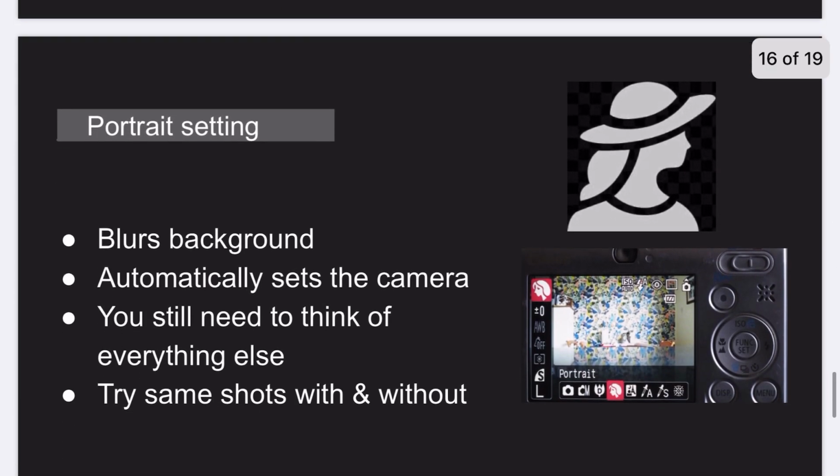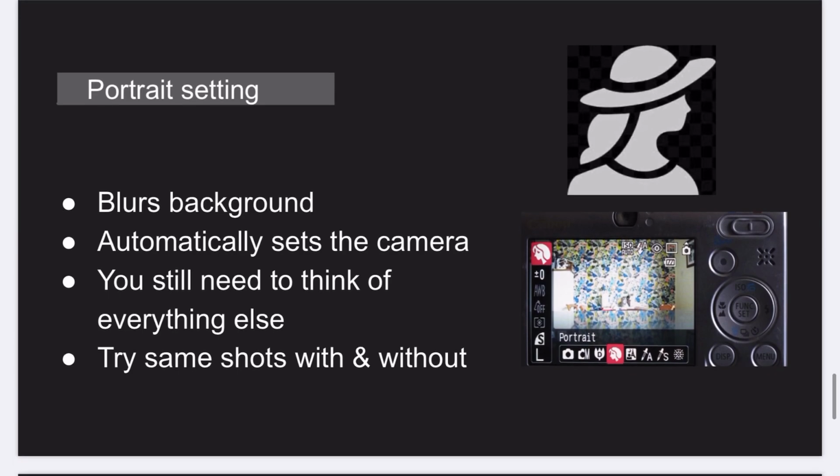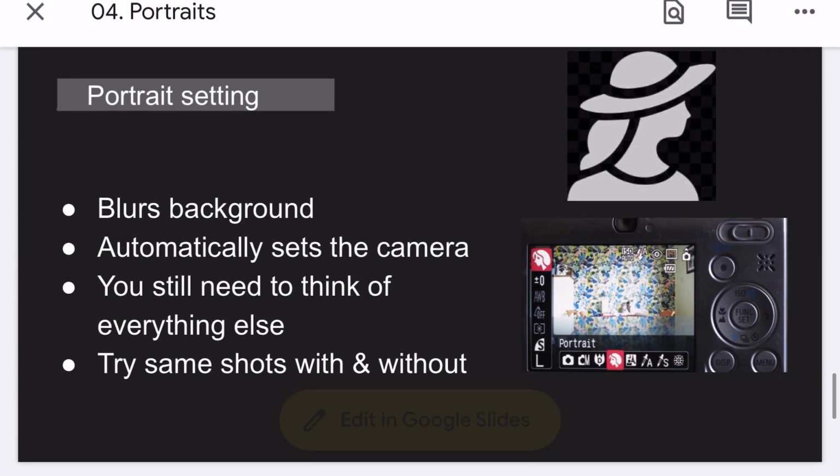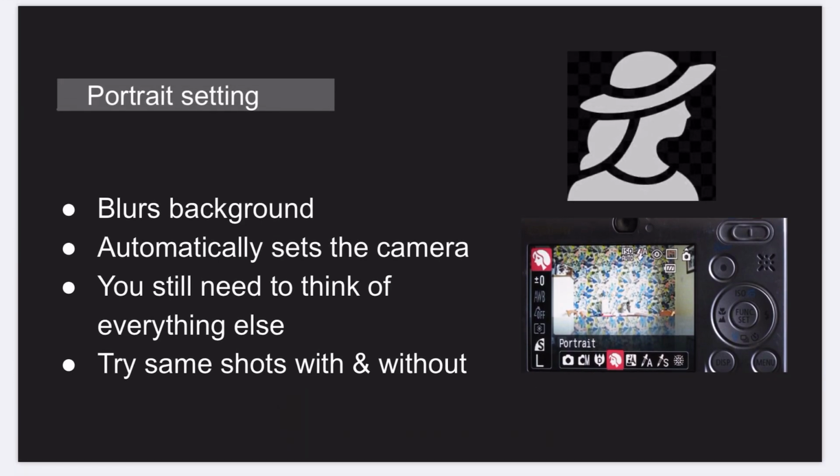Right, so for section 3, we're going to explore the portrait setting on your camera. Now, not all cameras have this, and it might be in different places. This will set the camera automatically to blur the background and various other aspects as well. You may have to dig into the menu and find it. There's usually a lady's head icon of some sort, and then you basically locate that.